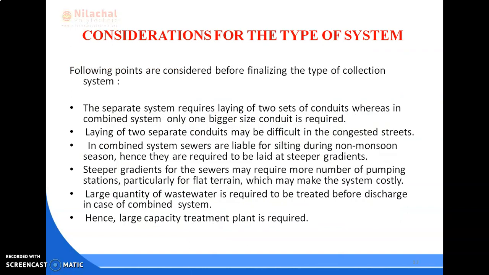So here are some considerations for the type of system, different types of system, which we will discuss in the next lecture. Thank you.